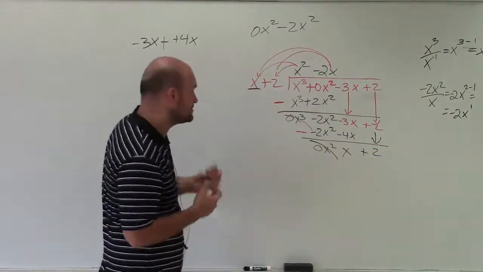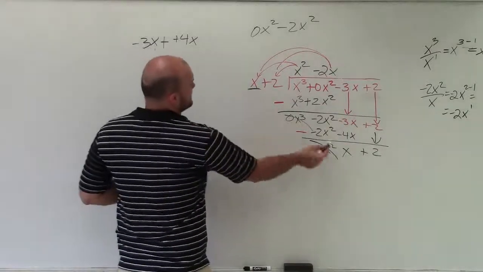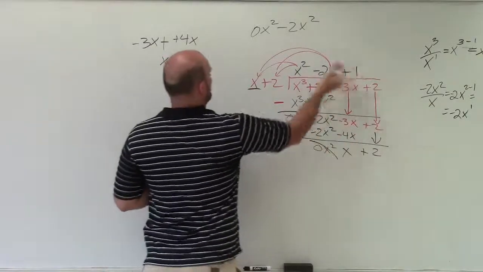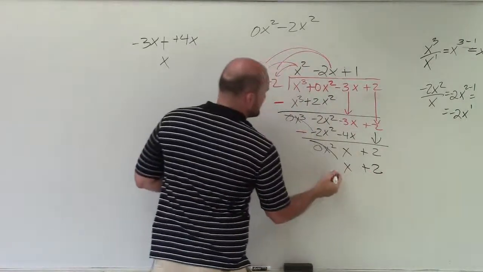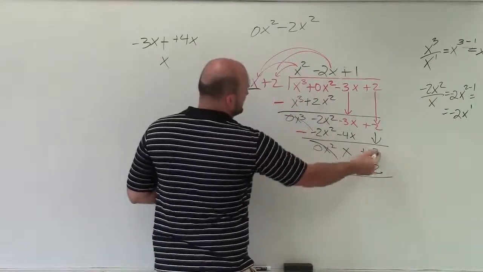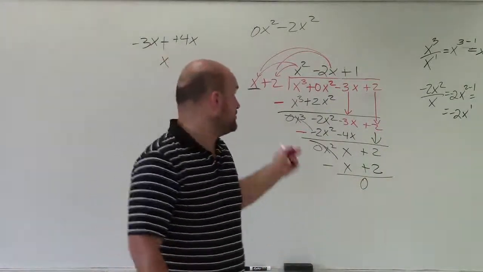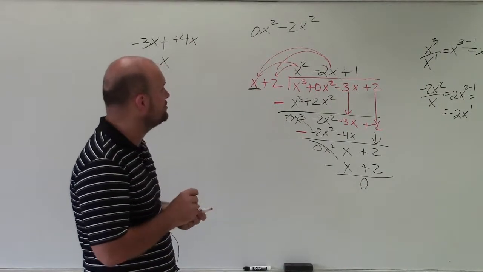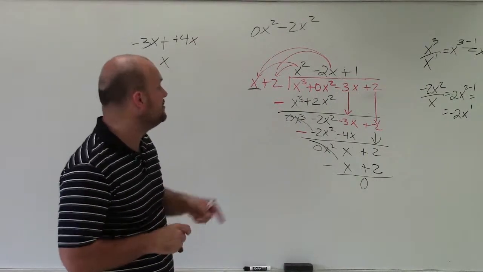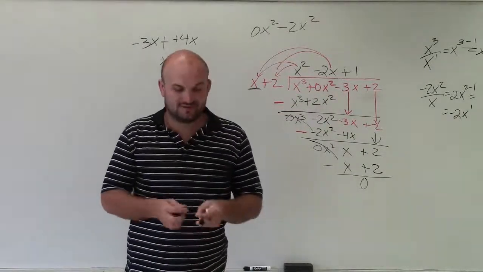Okay, so now let's apply the property again. X divides into x one time. 1 times x is x. 1 times 2 is 2. Obviously, ladies and gentlemen, when you subtract this minus that, you're going to get a remainder of 0. So therefore, x plus 2 evenly divides into the polynomial x cubed minus 3x plus 2, and it divides into that polynomial x squared minus 2x plus 1 times.